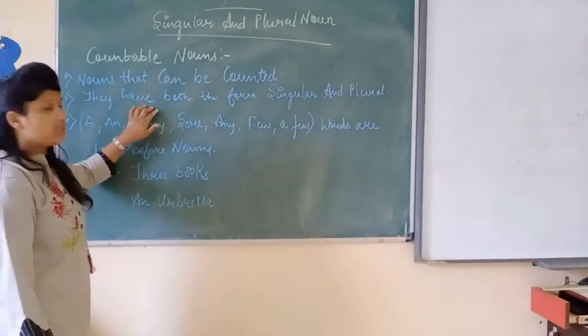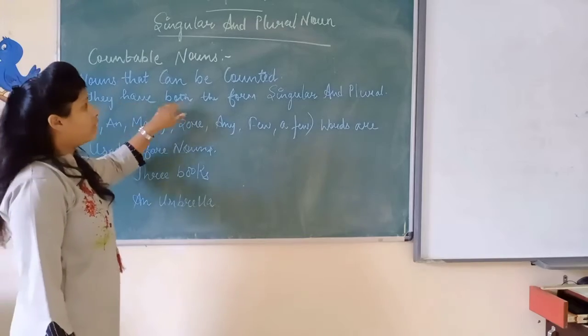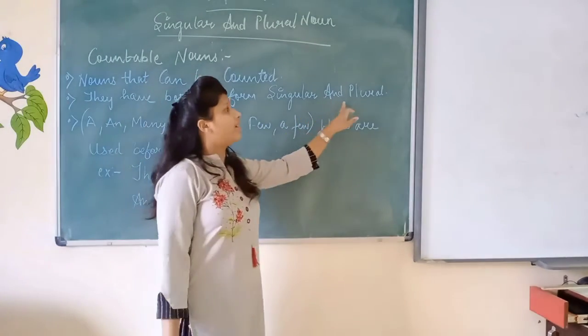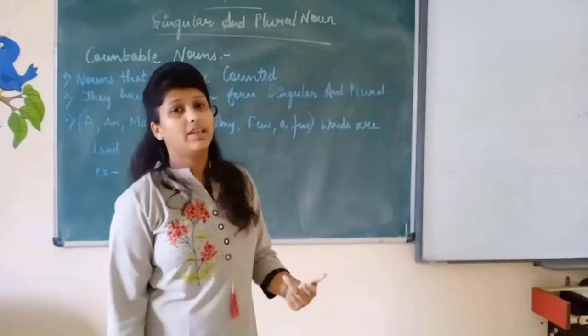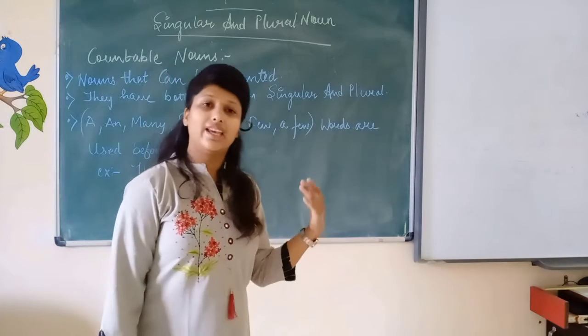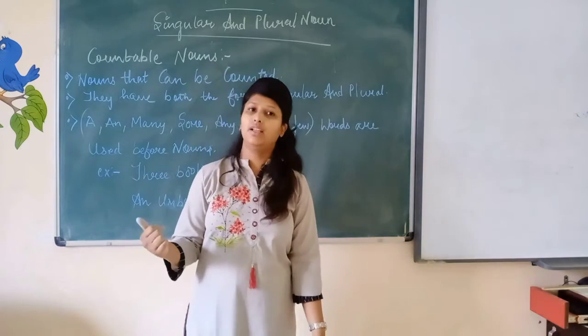The second point in countable nouns says that they have both the forms, singular and plural. That means countable nouns can be in both forms. It can be a singular countable noun or it can be a plural countable noun.